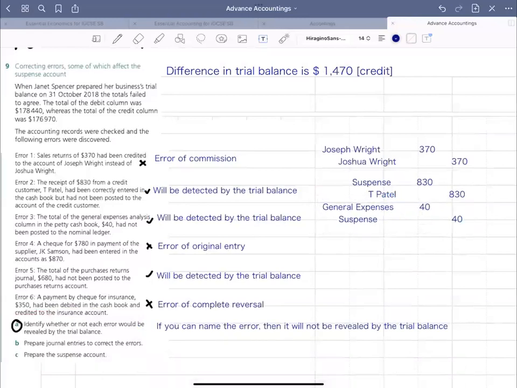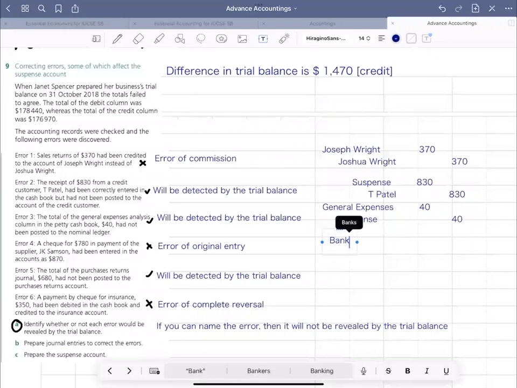Okay, next one. A check for 780 in payment for a supplier JK Sampson has been entered as $870. So this is an extra of $90 that we have recorded. So we need to remove the $90 from both our bank account and JK Sampson account. In order to add back the amount in my bank, I need to debit my bank. Since it's a check, that's why it's in the bank account. So bank will be $90 debit, and then JK Sampson will be $90 on the credit side.